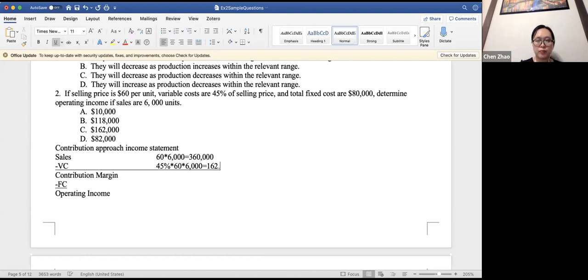$162,000. And then you can calculate your contribution margin, which is 198,000. And then you need to deduct your fixed cost. What is our fixed cost? It says it's 80,000. Okay.